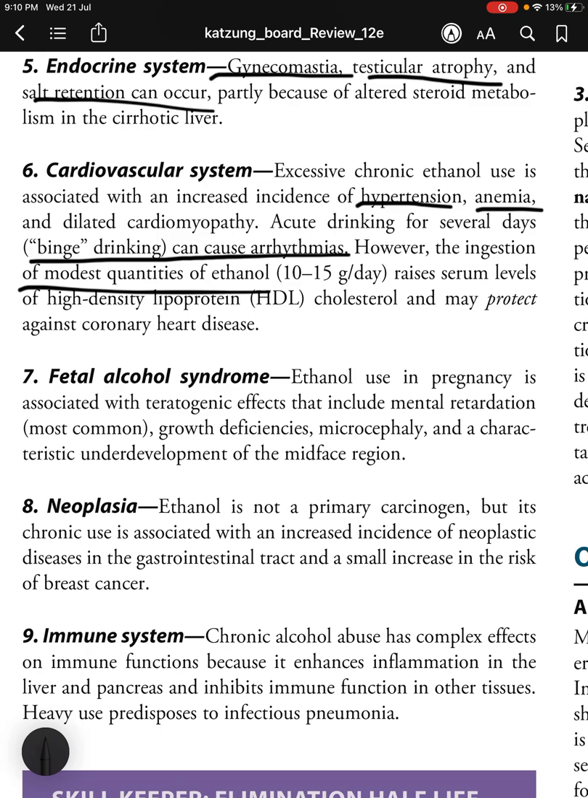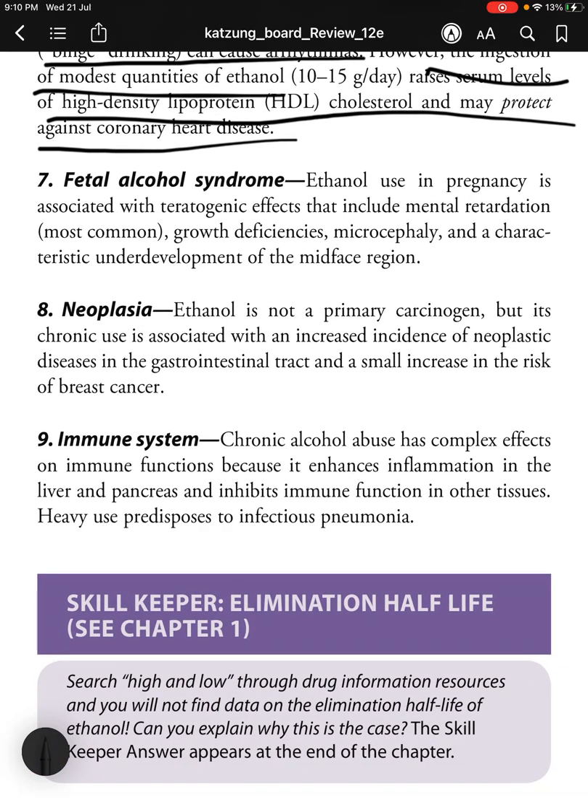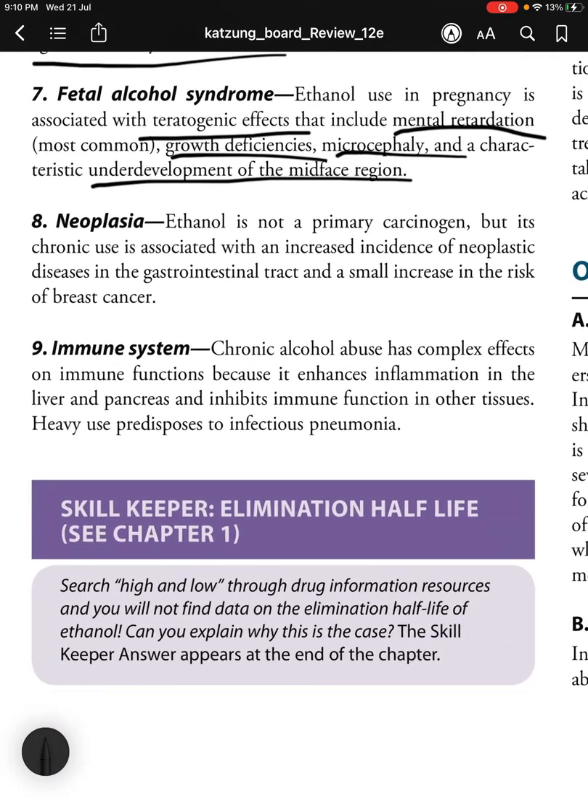However, the ingestion of modest quantities of ethanol raises serum levels of high density lipoprotein cholesterol and may protect against coronary heart disease. So, fetal alcohol syndrome: ethanol use in pregnancy is associated with teratogenic effects that include mental retardation, most common. So, the growth deficiencies, microcephaly, and a characteristic underdevelopment of the midface region.